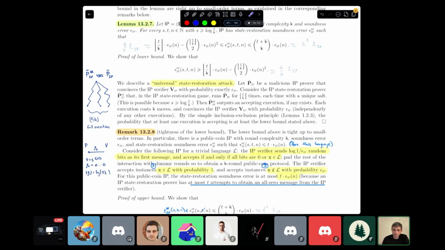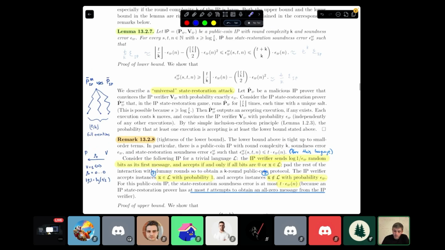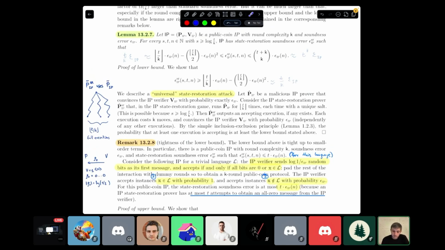What we are going to say is basically we have a budget of t moves, right? Because we are saying that our state restoration prover is a t move prover. So let's just run t over k full instances of the IP, right? Each instance of the IP contains k rounds. So let's just do complete executions of these. And for each of them, we get the error of epsilon IP, right?